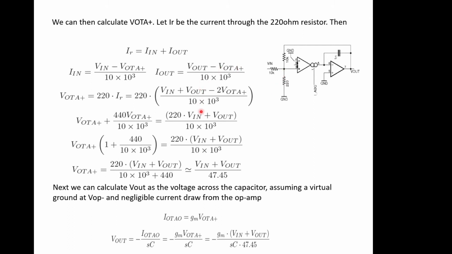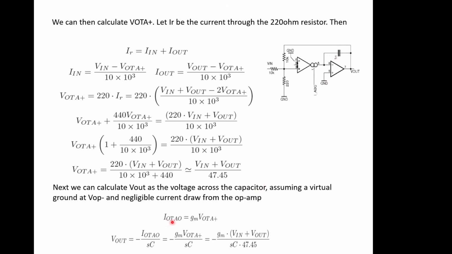Do a standard nodal analysis on that, and you end up with the voltage V OTA is given by approximately V in plus V out over 47.45 in this case for those values of components that we've got in there. Next we calculate V out as the voltage across the capacitor, because one end of this is grounded and we've got a virtual ground here. So this voltage point is at 0, and therefore we can work out the current through here very straightforwardly.